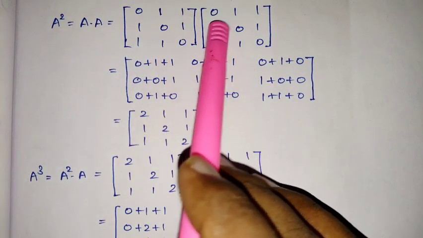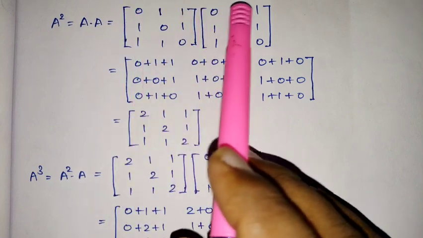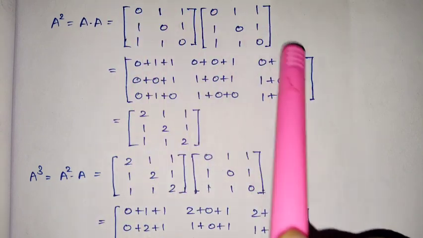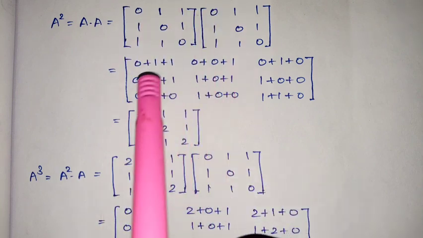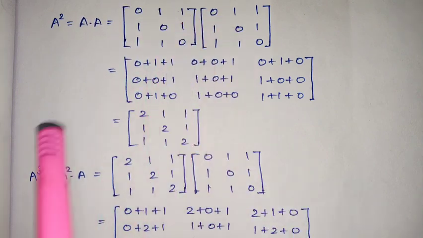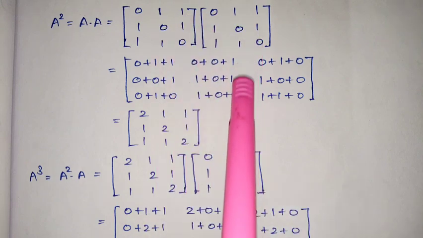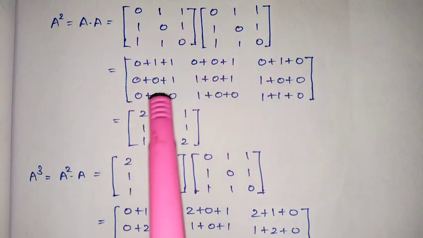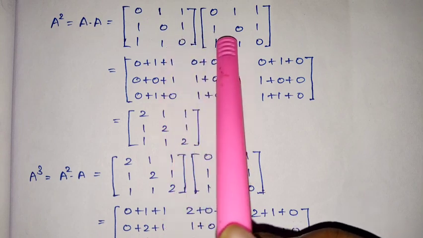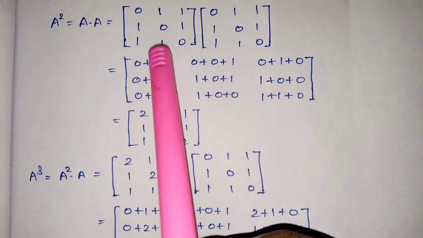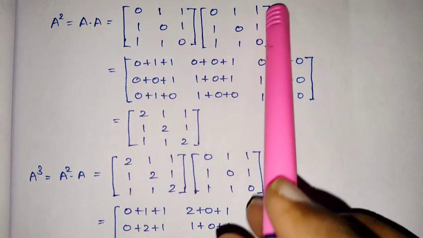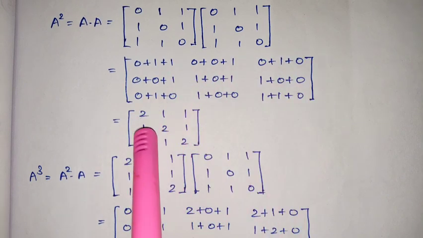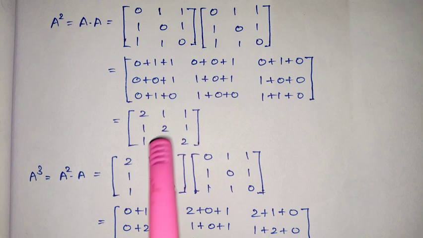0 into 0 is 0, 1 into 1 is 1, 1 into 1 is 1. 0 into 1 is 0, 1 into 0 is 0, 1 into 1 is 1. 0 into 1 is 0, 1 into 1 is 1, 1 into 0 is 0. 1 into 0 is 0, 0 into 1 is 0, 1 into 1 is 1. 1 into 1 is 1, 0 into 0 is 0, 1 into 1 is 1. 1 into 1 is 1, 0 into 1 is 0, 1 into 0 is 0. 1 into 0 is 0, 1 into 1 is 1, 0 into 1 is 0. And 1 into 1 is 1, 1 into 0 is 0, 0 into 1 is 0. 1 into 1 is 1, 1 into 1 is 1, 0 into 0 is 0. So we have got 2, 1, 1, 1, 2, 1, 1, 1 and 2.